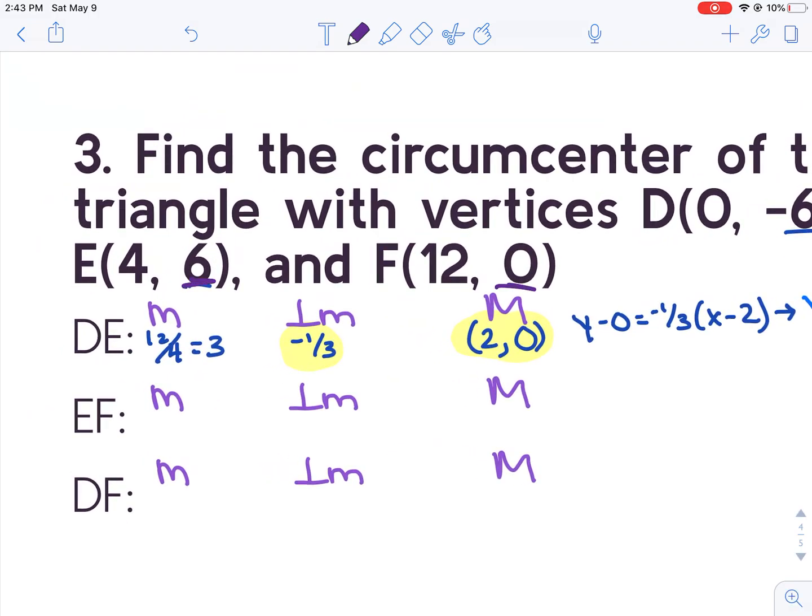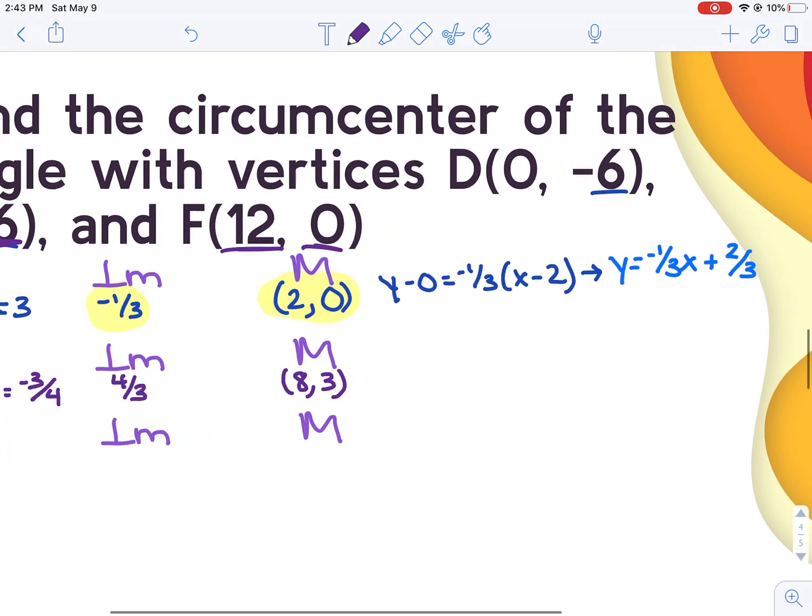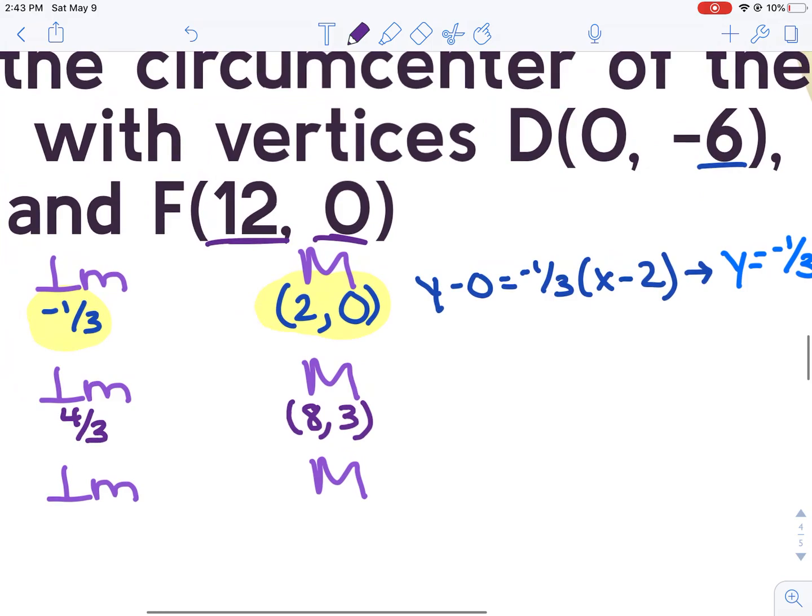My y value is going down 6. My x value is going up 8. So that's negative 3/4, which means my perpendicular slope must be 4/3. My midpoint between E and F then, 4 plus 12 is 16, cut in half gives me 8. Halfway between 6 and 0 is 3. I'm using my perpendicular slope and my midpoint in point slope form. So I get y minus 3 equals 4/3 times x minus 8.